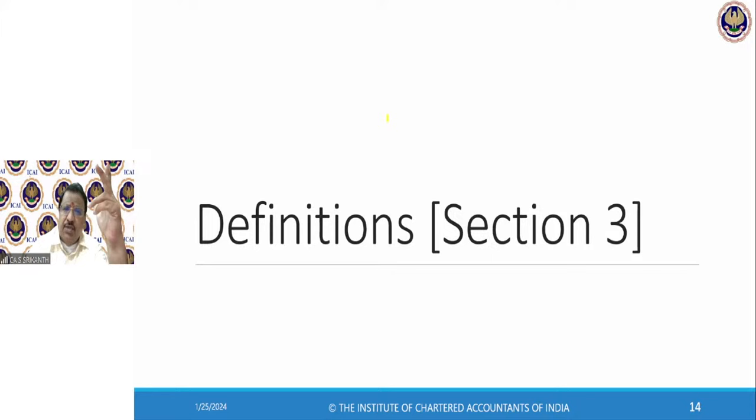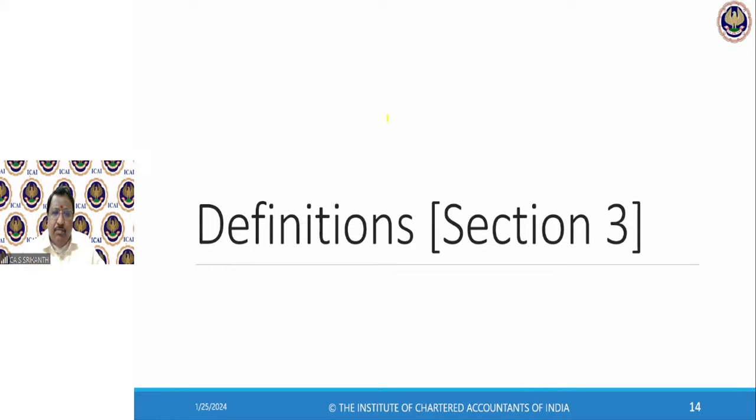But those definitions were used with regard to words used in the Companies Act 2013. So whenever you find a word in the Companies Act and you don't know what it is, you go to the definition section. Private company, what is it? You go there. So in most other enactments, the definitions are applicable to the words used in that enactment.